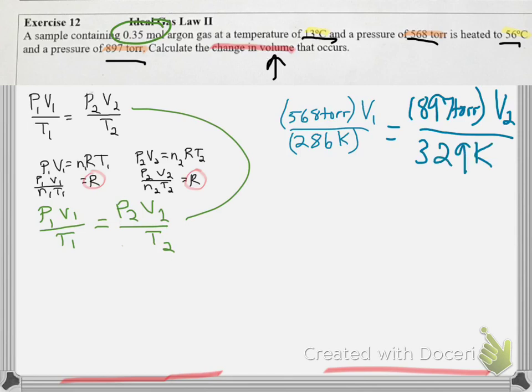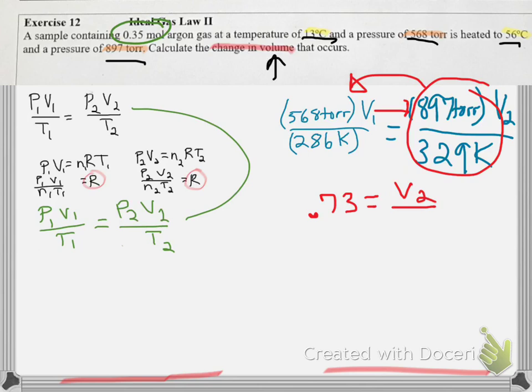Okay, so now I can solve for my V1-V2 relationship. So when I rearrange this equation, I'm just going to move my volume 1 to the other side. So I'm going to divide by V1 on both sides, and I will move this to my left side. So I will multiply by the reciprocal of that relationship. So then I get 0.73 equals V2 over V1.